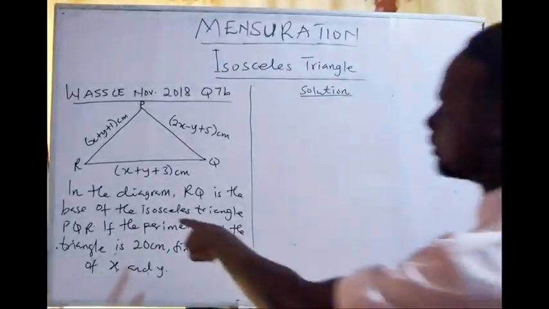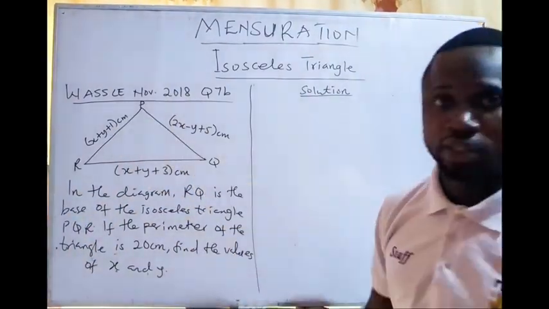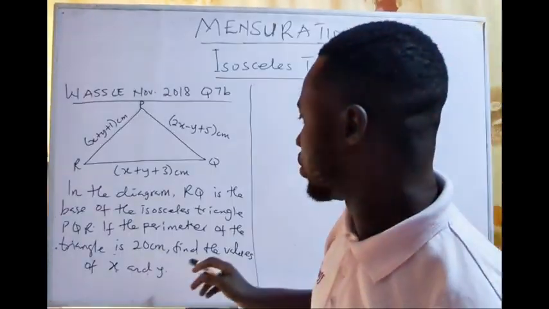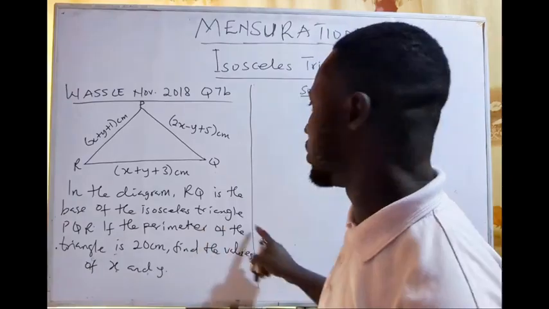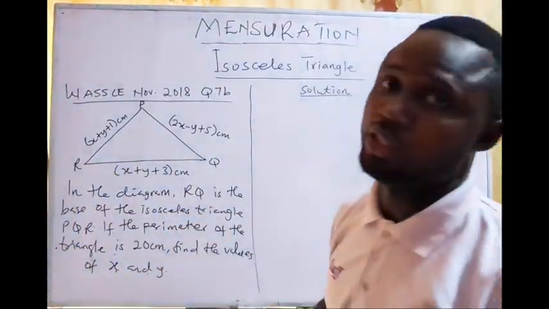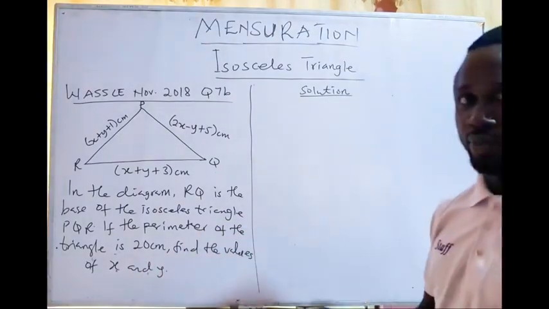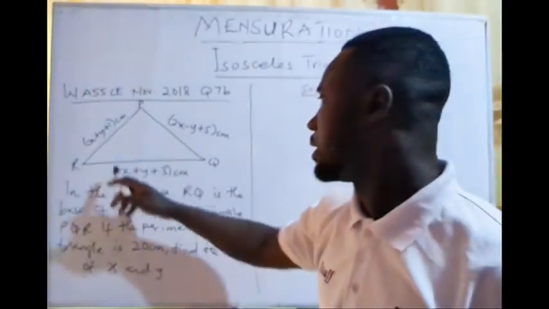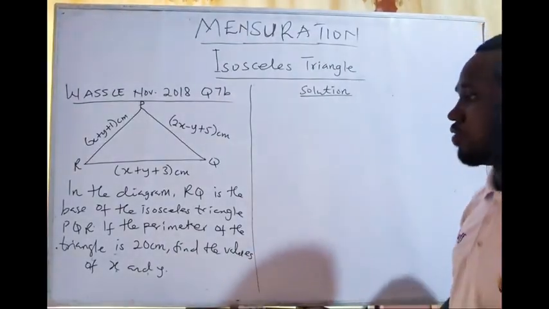Okay, so the question is, this is what? An isosceles triangle. It means two sides of the triangle are the same. And it said that the base is what? It said RQ is the base of the isosceles triangle. So as he's saying RQ is the base, he's trying to tell us that these two sides are the same. And if the perimeter is what? 20. So when you add 1, 2, 3, it will give you 20 centimeters. Find the values of what?